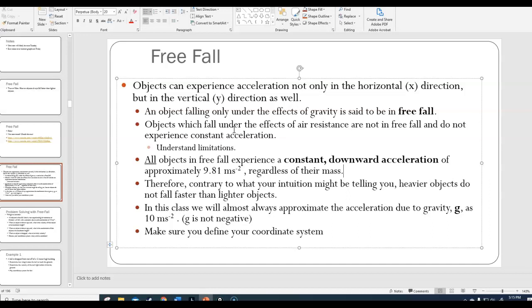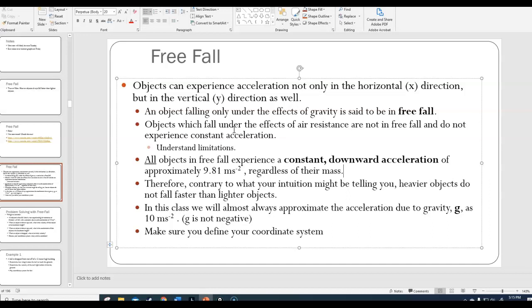However, there is absolutely nothing to stop you from defining a coordinate system where down is the positive direction and up is the negative direction. And in that situation, the acceleration due to gravity would be positive. So the direction of the acceleration due to gravity is always down. Whether that's positive or negative really just depends on your coordinate system.